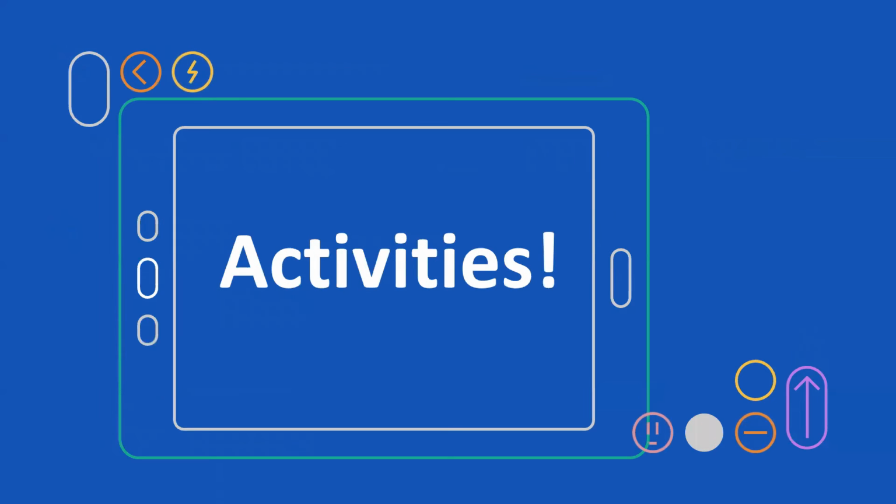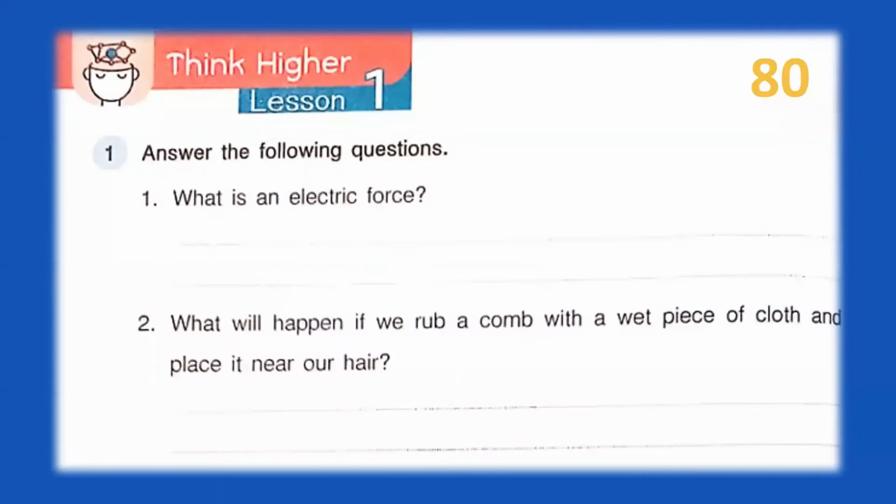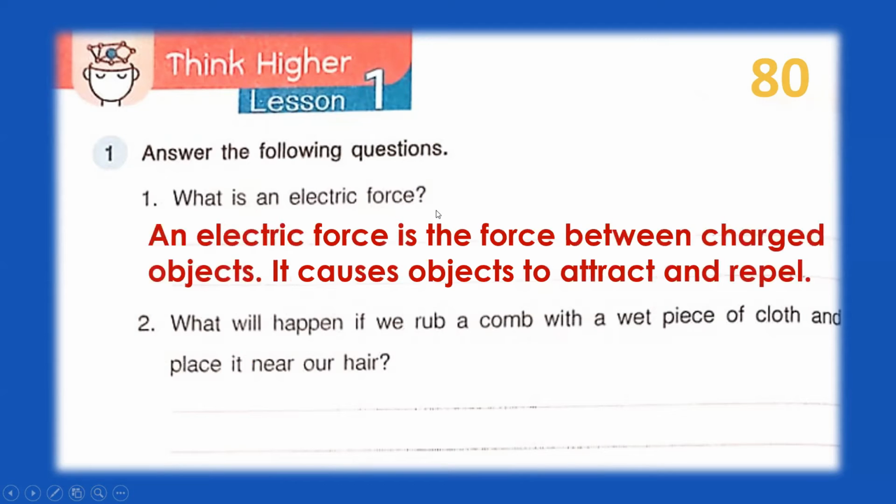Now, let's proceed to our activities. You can find this on page 80 of your science book. We have here two questions that we need to answer. First question, what is an electric force? We said that an electric force is the force between charged objects. It causes objects to attract and repel.